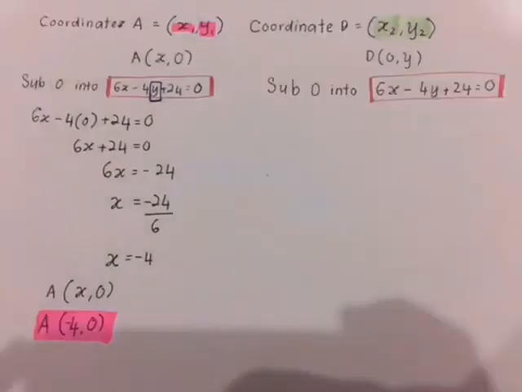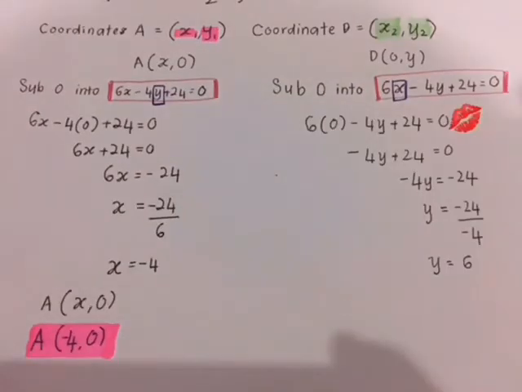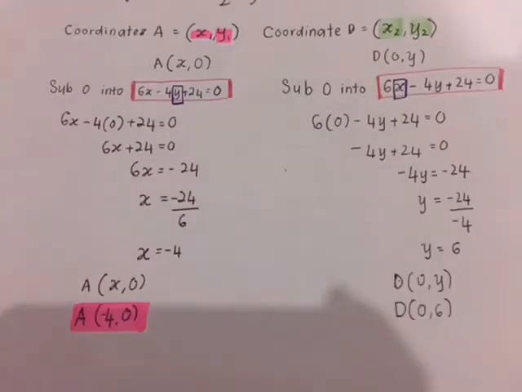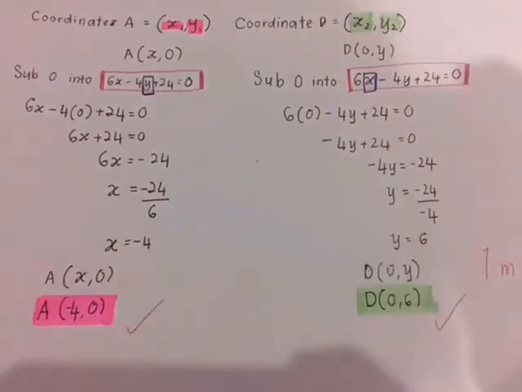To find the coordinates of D, (x2, y2) or (0, y), substitute the 0, which is the x2, into the x of the equation 6x minus 4y plus 24 equals 0. So substitute like usual: 6 times 0 minus 4y plus 24 equals 0. Negative 4y plus 24 equals 0. Negative 4y equals negative 24. y equals negative 24 divided by negative 4. So y equals 6. So D, which is 0 and y2, becomes D (0, 6). This step can be considered as the first mark.